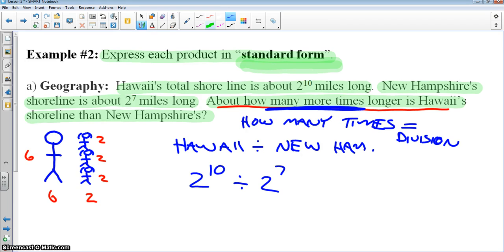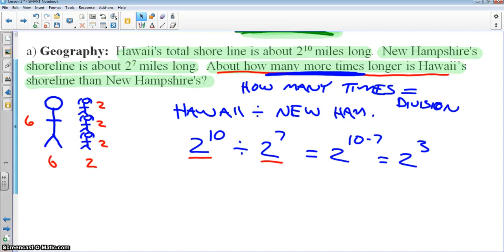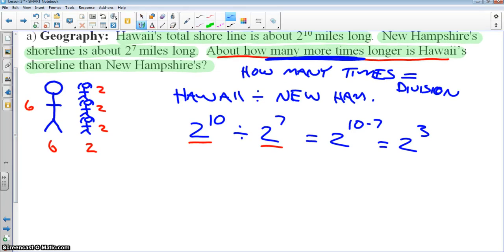Now we know we're dividing, so we just learned that you subtract the exponents. That would be 2 to the 10th minus 7, which is 2 to the 3rd. However, remember, the problem said standard form up here. So we're not going to leave it as 2 to the 3rd. We have to multiply that out. We know in expanded form that this would be 2 times 2 times 2. And we would just multiply this and we get 8. So our answer is that Hawaii is 8 times greater. Not like 8 miles longer, but 8 times greater. There we go.